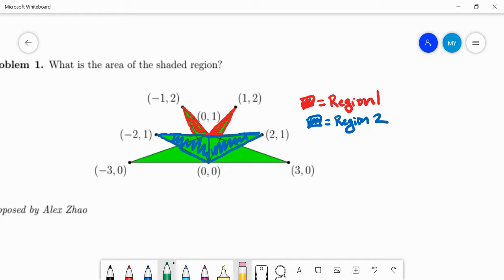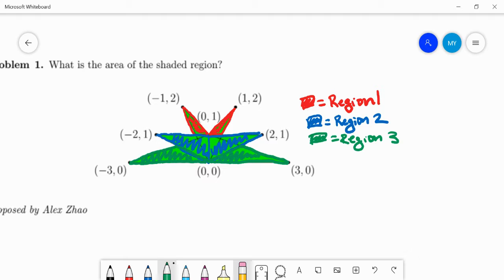Let's switch to this green color, same color as the region, and let's outline these 2 triangles. So we have our last 2 triangles here. Let's call this region 3. So the green is going to be region 3.